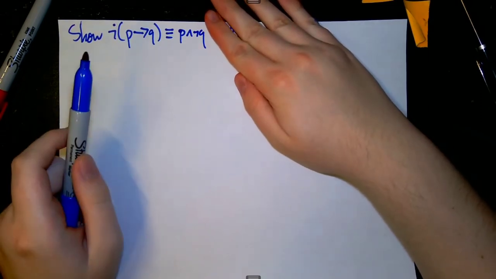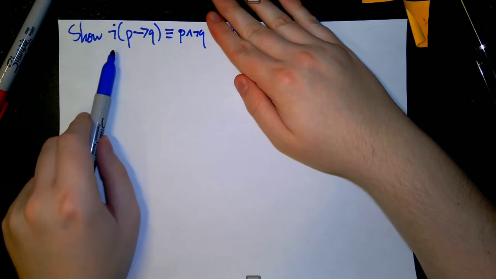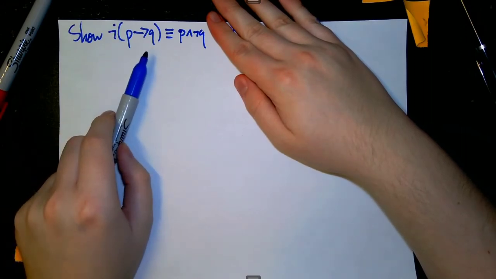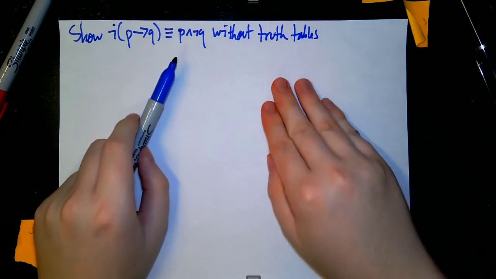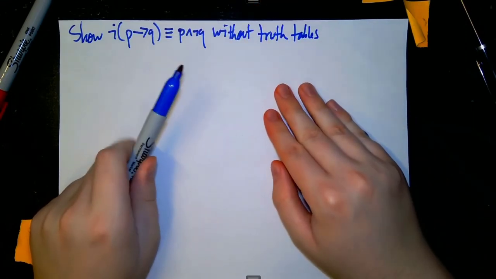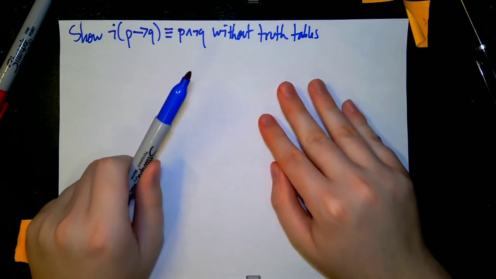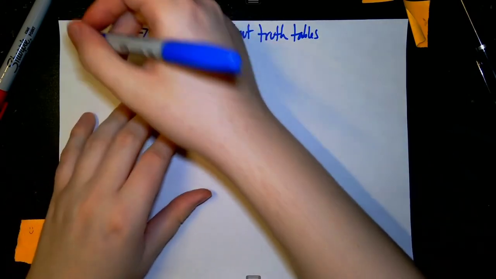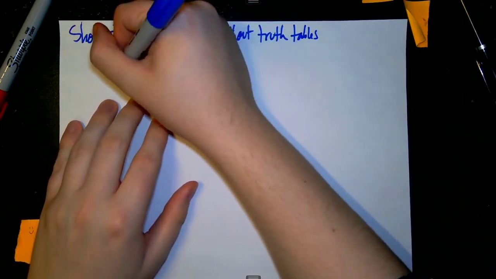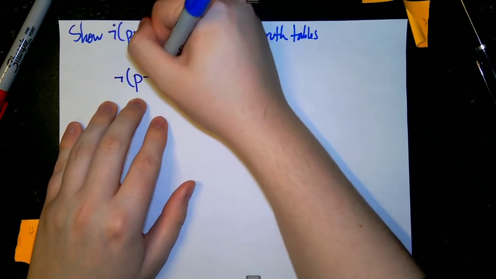All right, so this next problem, I want you to show another equivalency. In this case, I want you to show the negation of if P then Q is equivalent to P and not Q, but I want you to do it without truth tables. So the way we're going to do this is we're going to rely on previous equivalencies that we have shown, basically to show that these are equivalent. So the way we can do that is we can start with the negation of if P then Q.